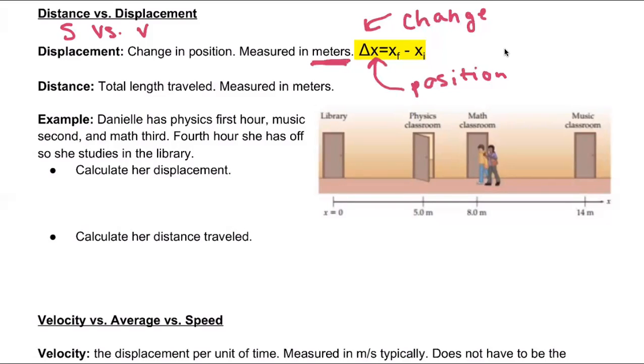Now distance is the total length traveled. This is also measured in meters. Now the difference between distance and displacement: again, I live in O'Fallon. I drive to Parkway North every day. So I drive, let's just say, 25 miles to Parkway North and 25 miles home. My odometer on my car is continually counting up how far I've traveled, my total length traveled. So every day, my distance traveled is 50 because I do 25 to school plus 25 home.